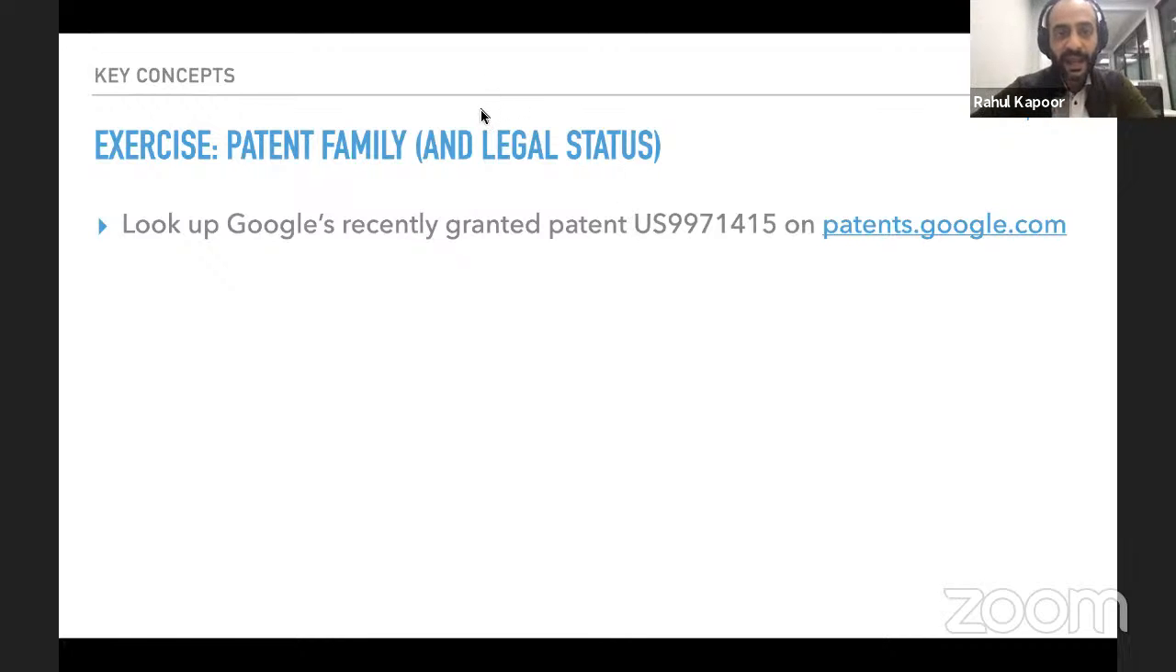So okay, can anyone write on the chat what they have found? What is the title? What is the invention of this patent that I just mentioned? The patent number is US 9971415. Yes, radar-based gesture recognition. Excellent.